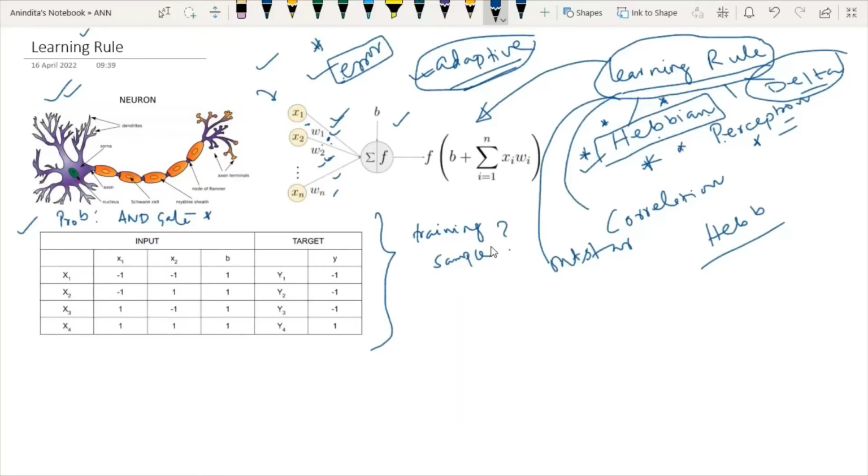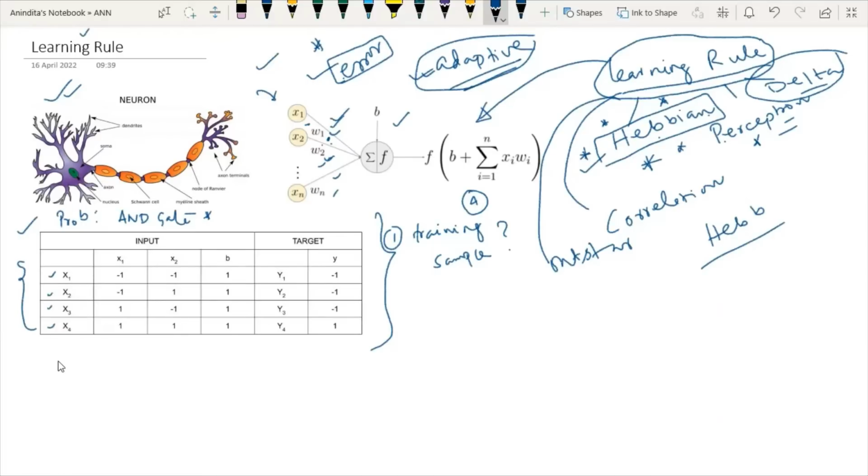So what do you mean by training samples? See here how many inputs are there. Here we have 4 inputs. So basically we will have 4 training samples. So whenever a problem is given to you, try to identify the training samples first. And it is dependent on the number of inputs given in the problem.